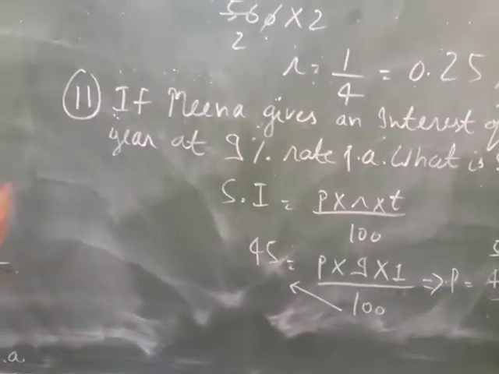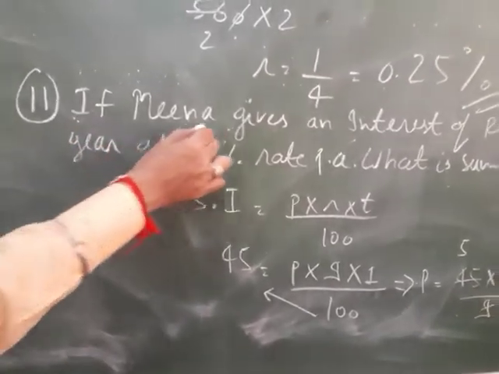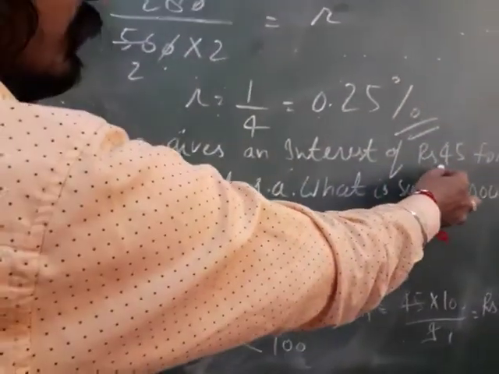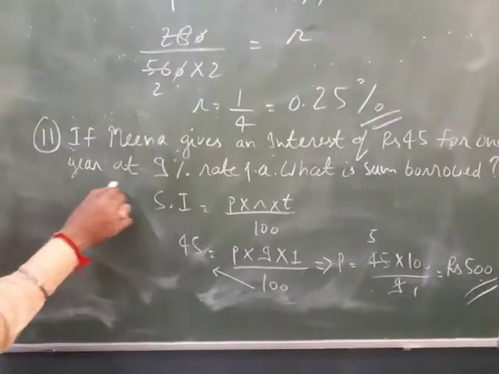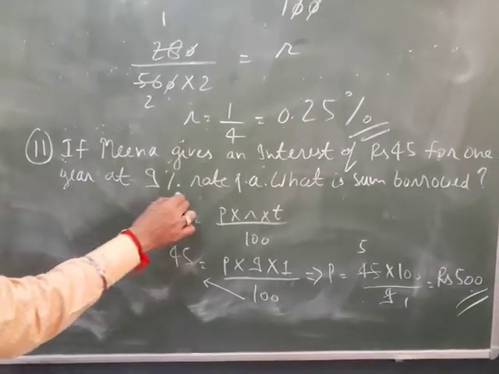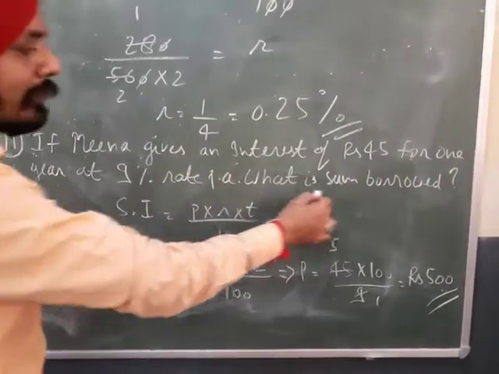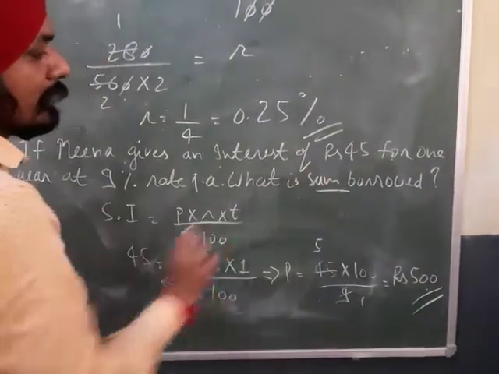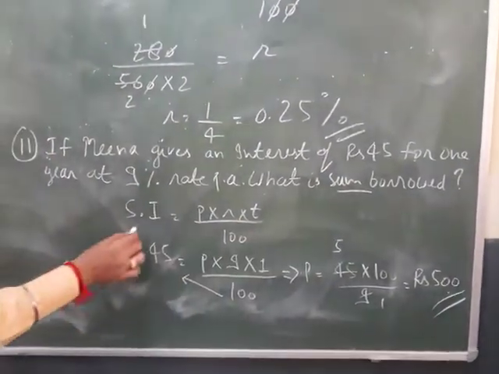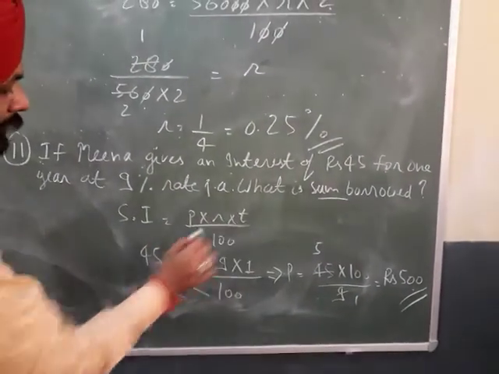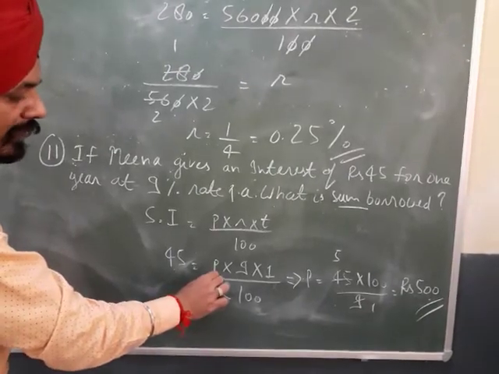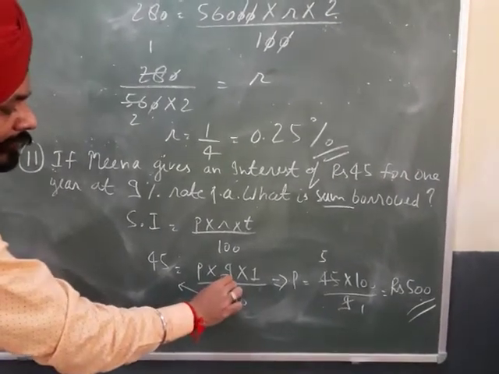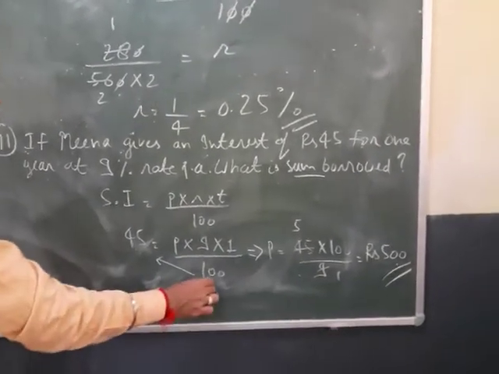Now come to 11th question. If Meena gives an interest of rupees 45 for 1 year at 9% rate per annum, what is the sum borrowed? Sum again students, you have to find principal. You know that SI equal to PRT upon 100. Put the value, SI is 45. Principal you have to find, you will write like this only, R is 9 and time is 1, upon 100.